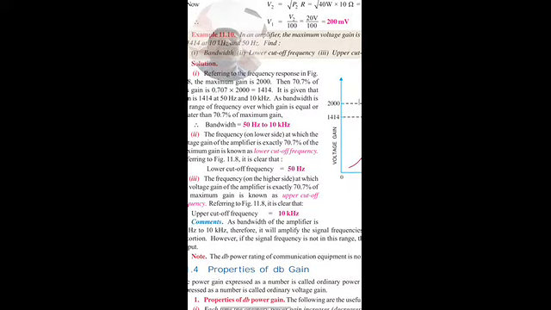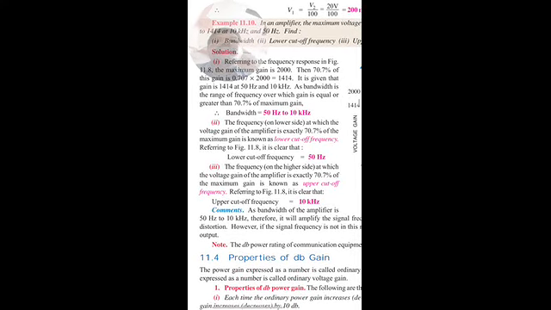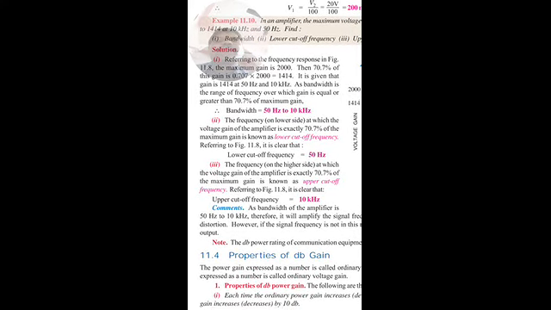We know the bandwidth is the range of frequency over which the gain is equal to or greater than 70.7% of maximum gain. So the bandwidth is 50 hertz to 10 kilohertz. The frequency at which the voltage gain of the amplifier is exactly 70.7% of the maximum gain is known as the lower cutoff frequency on the lower side. So the lower cutoff frequency is 50 hertz.